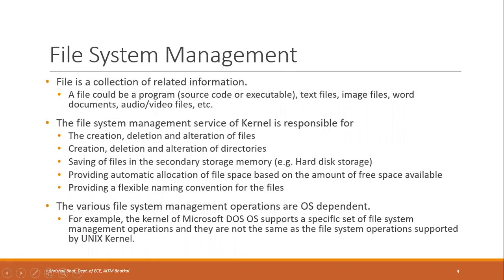Then we have file system management. You know what a file is? A file is a collection of related information. It can be a program file like source code or an executable exe file, or a text file, an image file, Word documents, some presentation, or audio and video files. It could be anything. The file system management service of a kernel is responsible for tasks like creation, deletion, and alteration of files. To create a file, to delete a file, and alteration means to edit a particular file. Then those files can be stored in different directories.